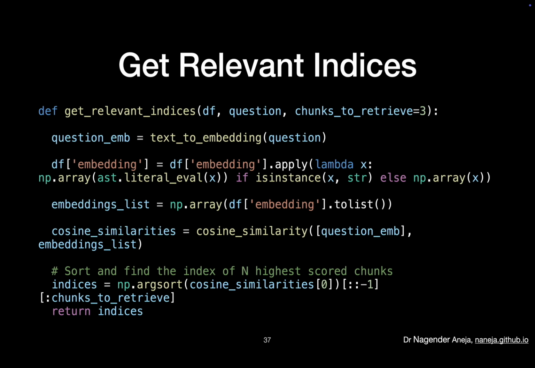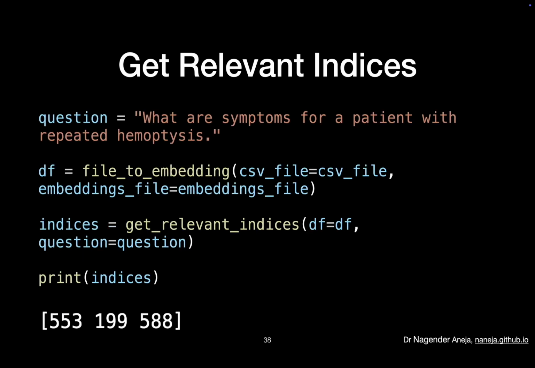So the next step is to sort these and find the top ones. Just argsort the cosine similarity, reverse it, and then get the top. If it is 3, then take up to 3, right? So 3 embeddings on the top after reverse sorting. So we get the indices, and this will return 3 embeddings. So let's see what's the output for the question. Let's say we ask what are the symptoms for a patient, repeated synopsis.